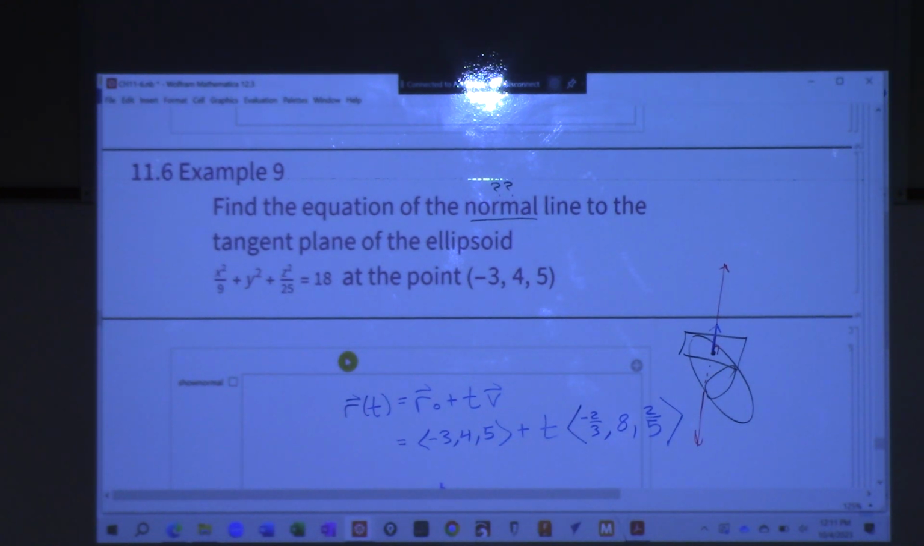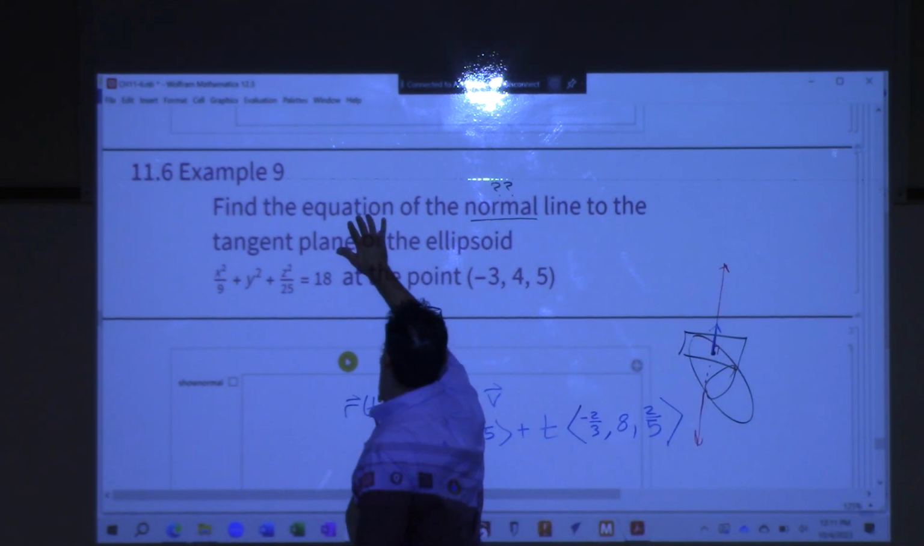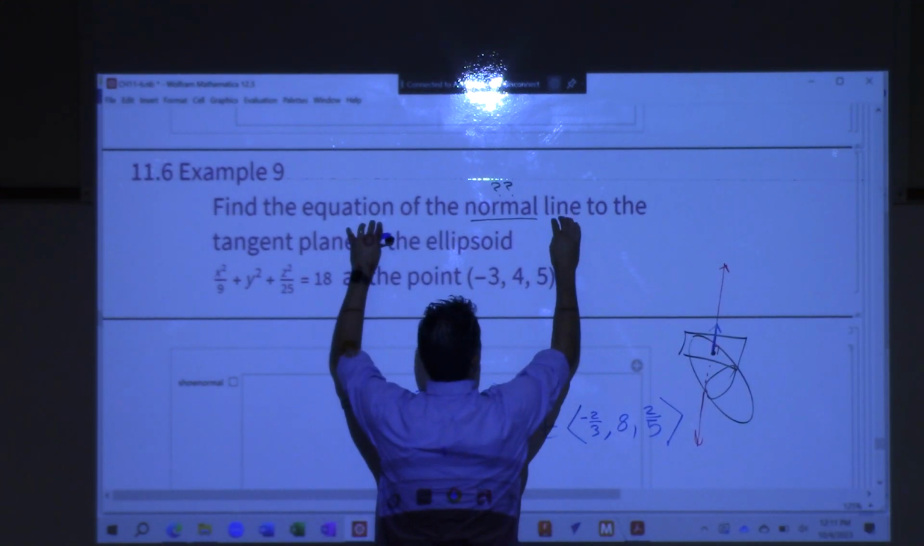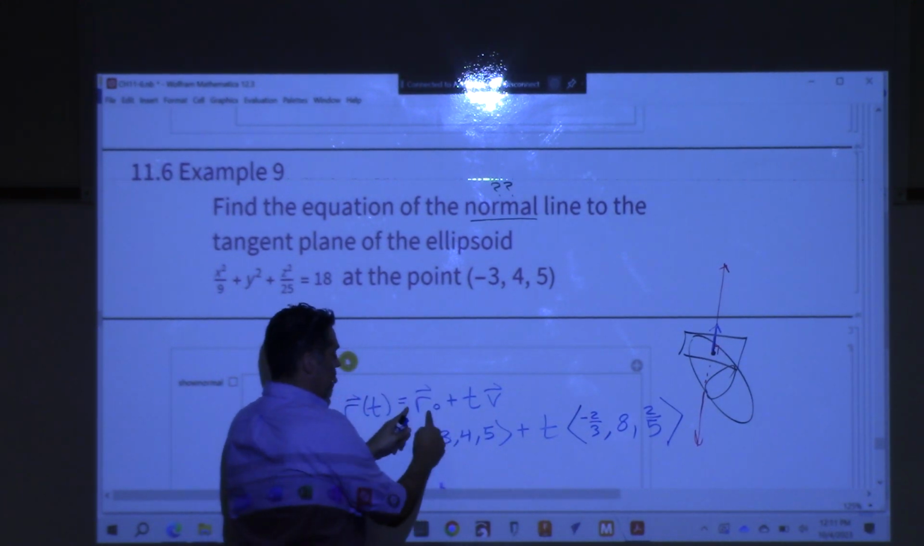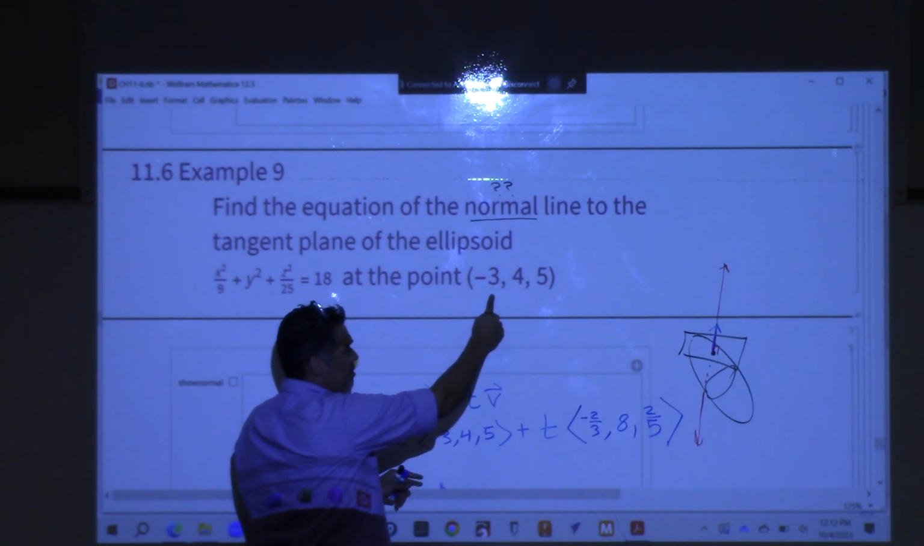So for the normal line, we require a knot, right? Yes, because we're trying to find the equation of a line. And in this class, the equation of a line is this. You need a starting point, which we actually convert to a vector. Since that's the point we were talking about, that's the point here.